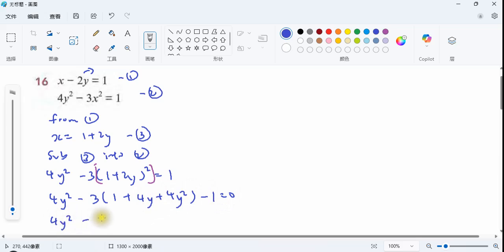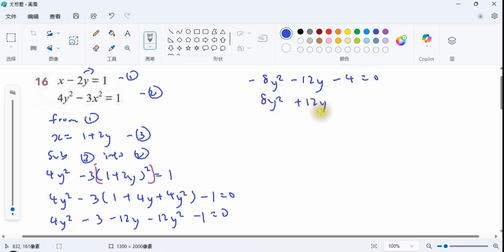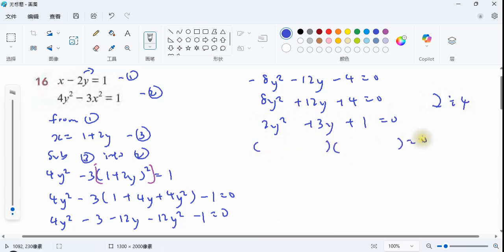So we have 4y squared minus 3 times (1 plus 4y plus 4y squared) minus 1 equal to 0. So we have 4y squared minus 3 minus 12y minus 12y squared minus 1 equal to 0. Then we have negative 8y squared minus 12y minus 4 equal to 0. Then we have 8y squared plus 12y plus 4 equal to 0, and then all divided by 4. Then we have 2y squared plus 3y plus 1 equal to 0. Then we do the factorization: 2y, y, 1, 1, plus plus. So y equal to negative 1 and y equal to negative half.